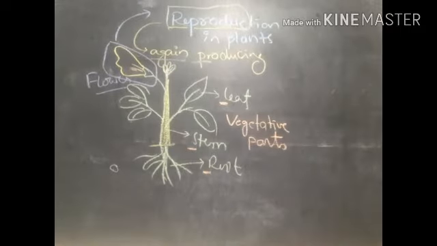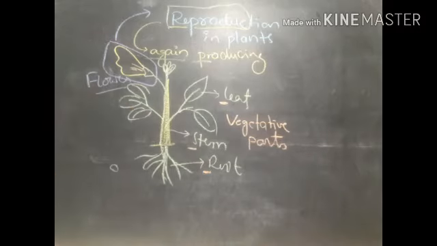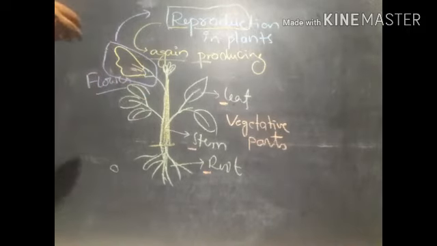Except the flower, the remaining parts are all called vegetative parts, and the flower is called the reproductive part of the plant. So here, a plant can propagate. Propagation is nothing but reproduction. A plant can propagate by the vegetative parts, and it can also produce a new plant by using the flower. Most of the non-flowering plants, the plants without flowers, reproduce by following a different mechanism.